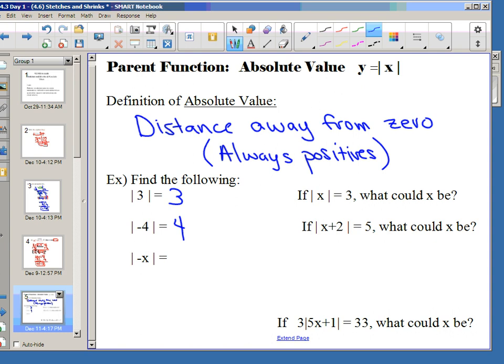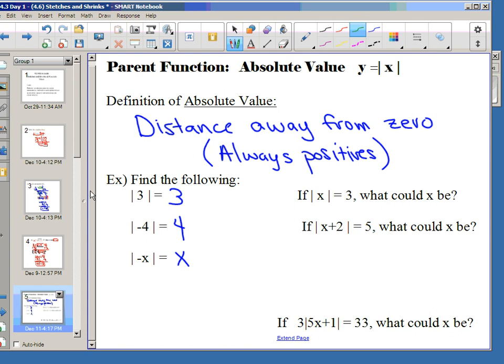And then our last example here, absolute value of -x, doesn't matter what number we have. If it's a negative number, the absolute value is going to be the positive value of that number. So if we have -20 and we want to find the absolute value of it, it's going to be +20.